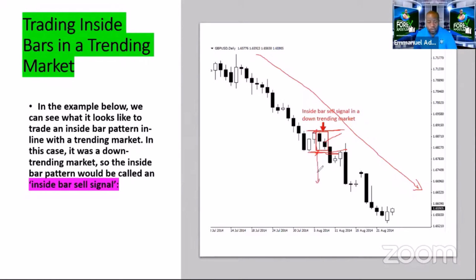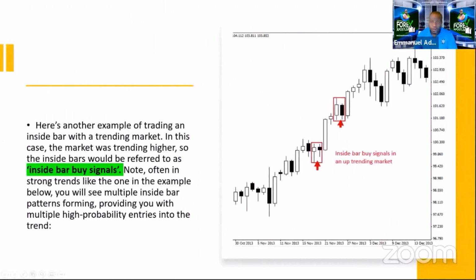It depends on the system you are using. Once again, you can use risk to reward ratio 1:1, 1:2, 1:3, depending on the time frame and the system that you are using. So this is another example. In this example, you can see the inside bar in a trending market. In this case, the market was trending higher, that is trending up. And this is referred to as an inside bar buy signal.